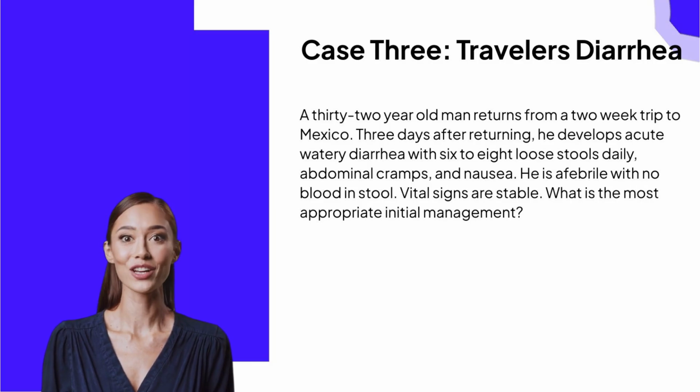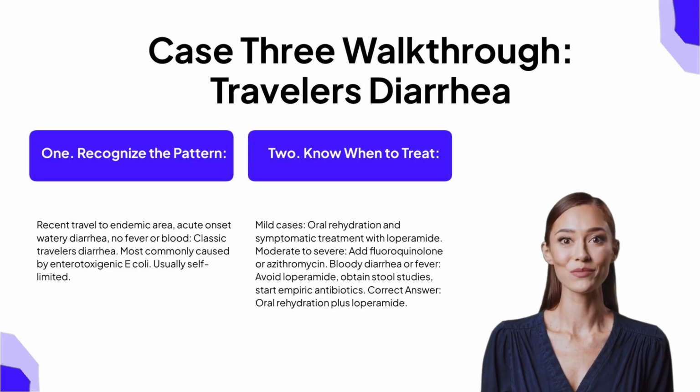New scenario. Patient returns from Mexico with acute watery diarrhea 3 days later. No fever, no blood, stable vital signs. This is the classic traveler's diarrhea presentation. The question asks for initial management. This is a treatment question, not a diagnostic question. What do you do? Let us break this down.